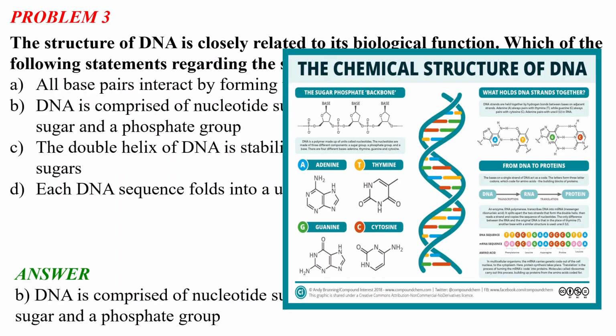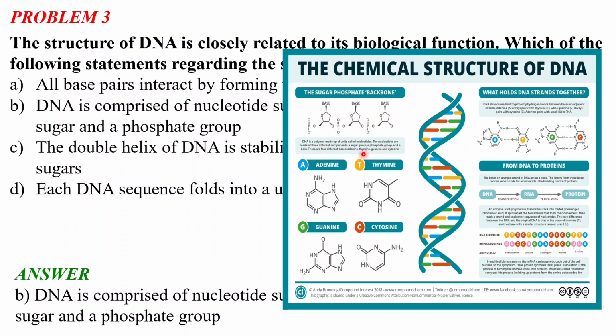So, this is the chemical structure of DNA. The sugar phosphate is the backbone. There is a base, and the base is joined by the phosphate, and there is a sugar moiety here. So there is a sugar, a base and a phosphate, and the sugar phosphate backbone holds the DNA. DNA is a polymer made up of units called nucleotides.